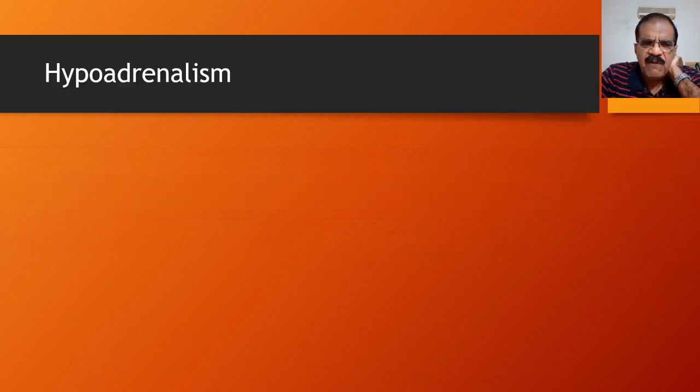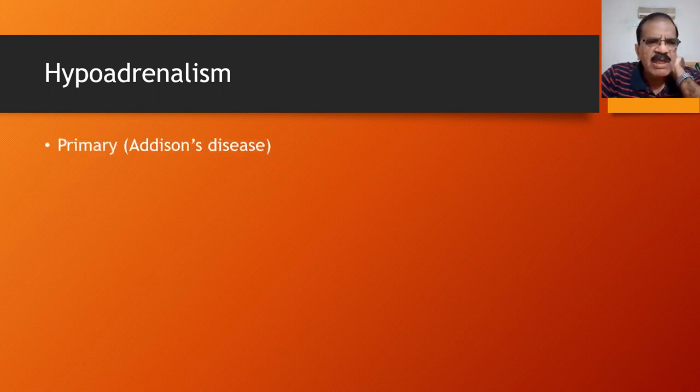The definition: it may also be called hypoadrenalism. The problem may be in the adrenal gland itself, or the problem may sometimes be in the pituitary. If the problem is in the adrenal gland itself, it would result in primary hypoadrenalism, and it is also called Addison disease. This is after the name of scientist Thomas Addison, who first described this condition in detail.